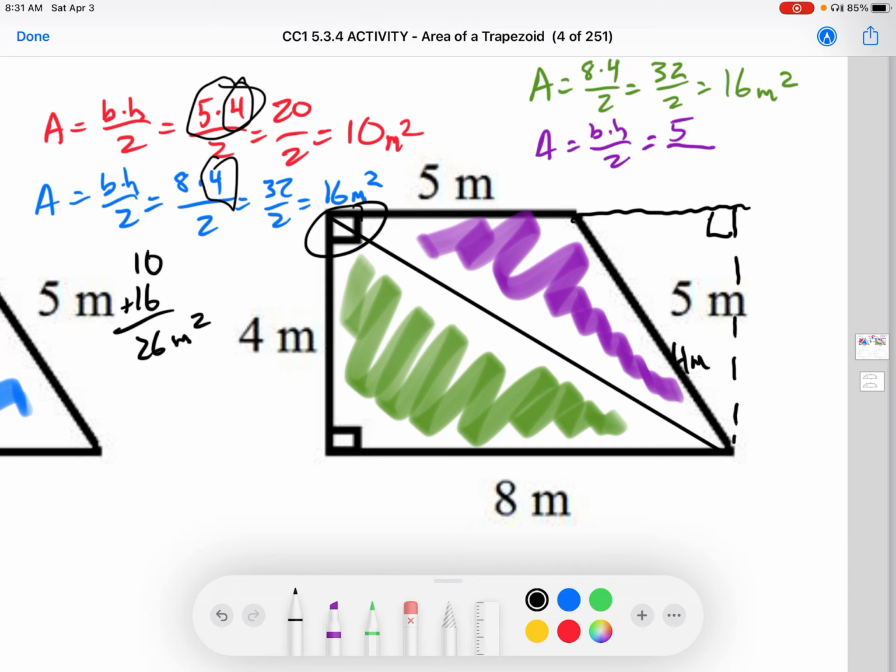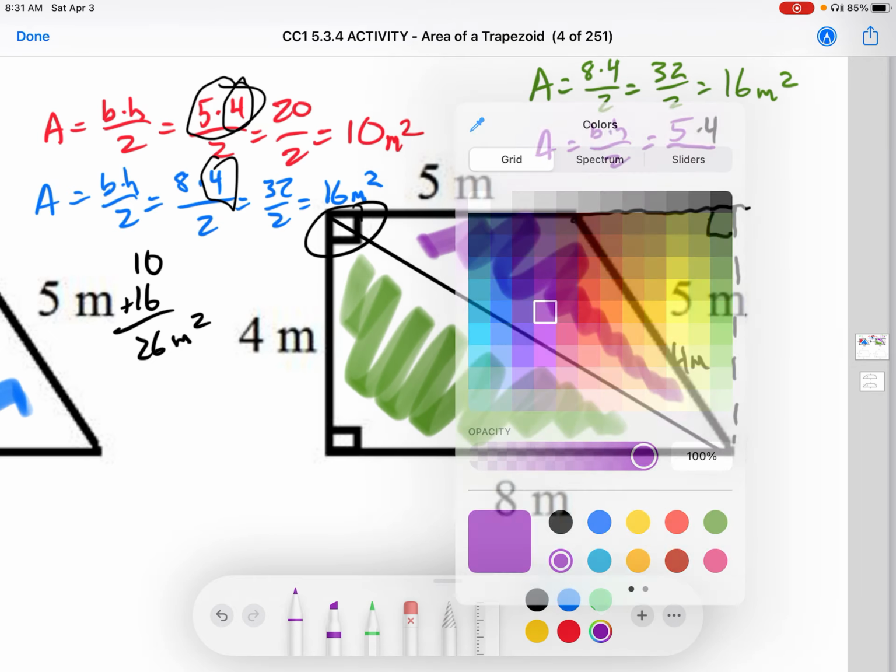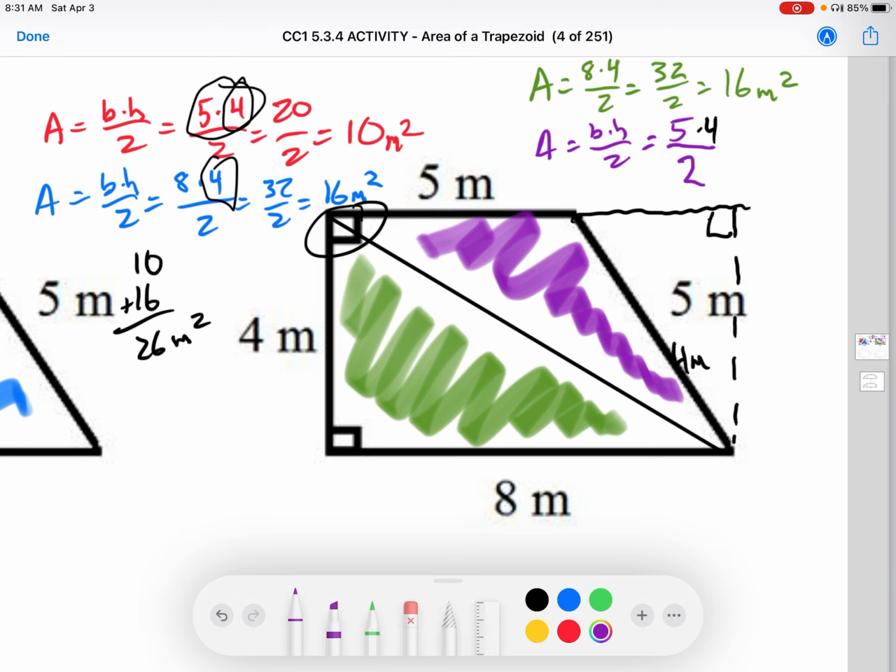But what we have is that height to be 4, don't we? We divide by 2. So that's 20. 20 divided by 2 is 10. 10 square meters. 10 plus 16 is still 26 square meters.